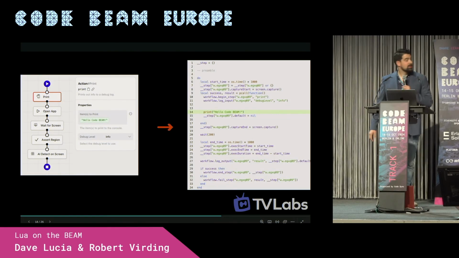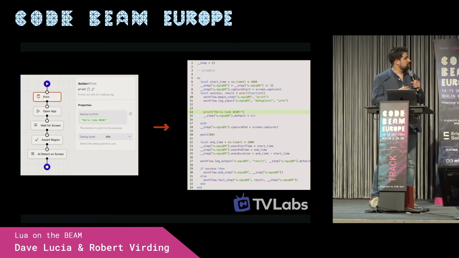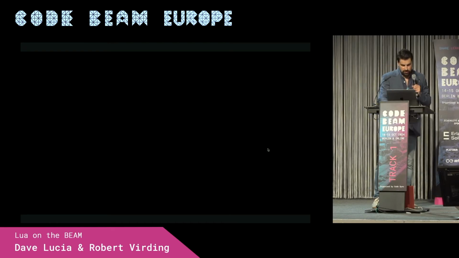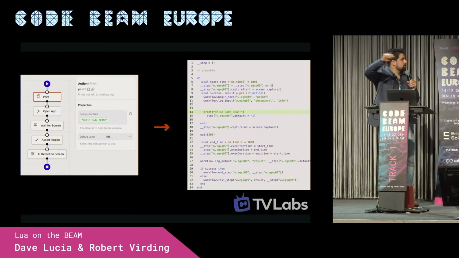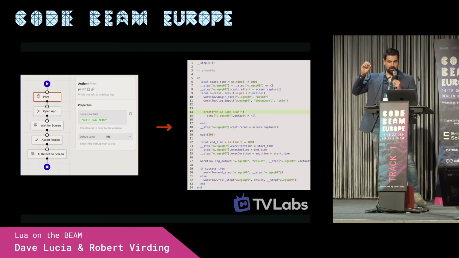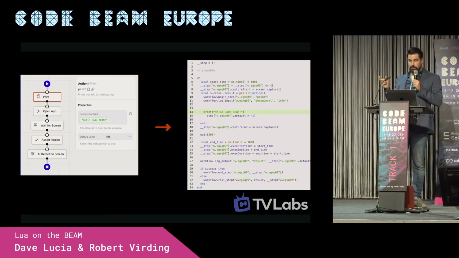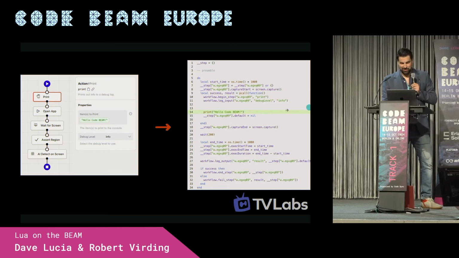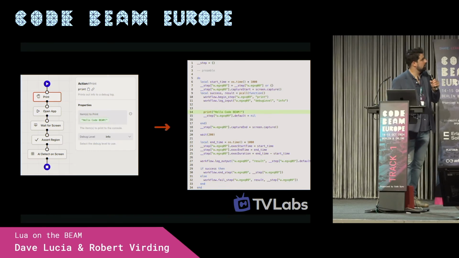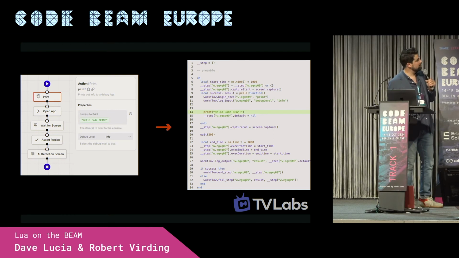There we go. OK, so hopefully that demonstrated a bit of how the product works. Now, the key thing here is when you're dragging and dropping those workflows, it's actually taking each one of those steps and generating Lua code. So we have print at the very top here, hello code beam. And you can see on the output on the right side, you see the print hello code beam.